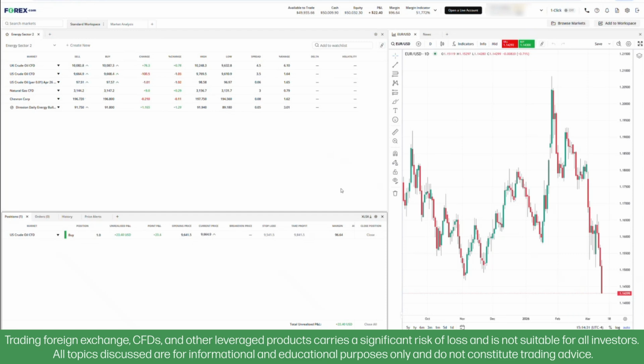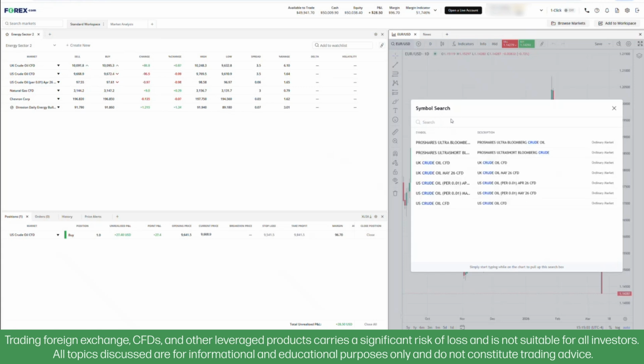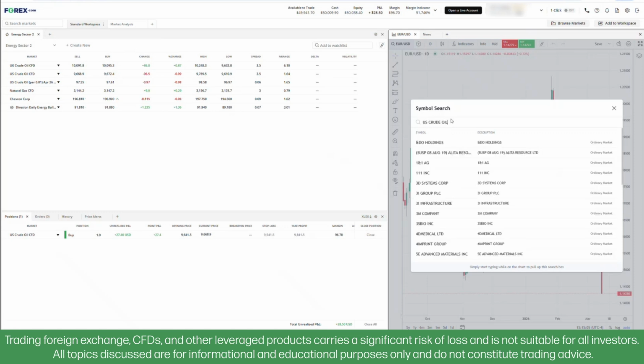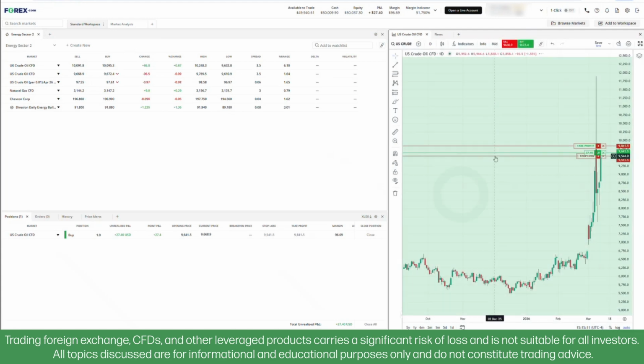Now, one of the advantages of trading at Forex.com is that it allows you to amend your stops and your limit via the charts. Okay. I'm going to come here, and at the right-hand side of your platform, you can see a chart. I'm going to click on the symbol, and I'm going to search for US crude oil. Right, here's the US crude oil CFD. I'm going to go ahead and click on it.